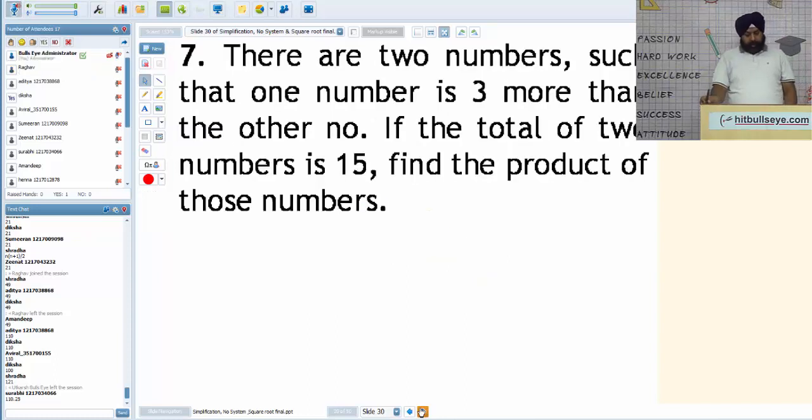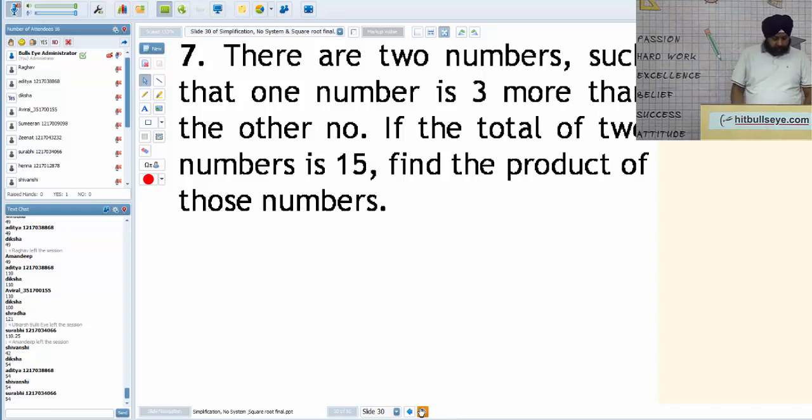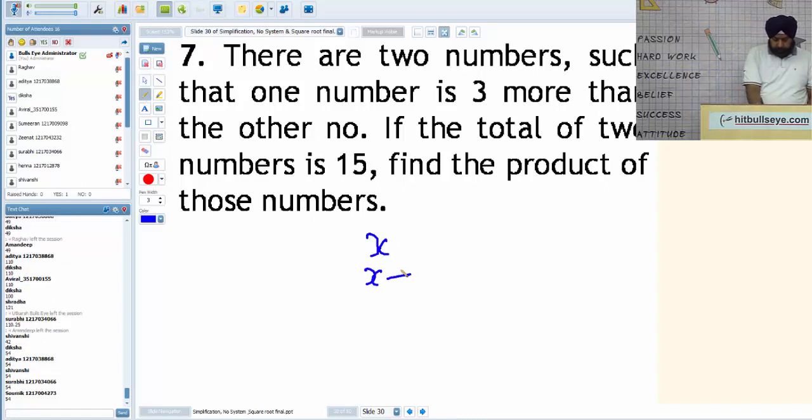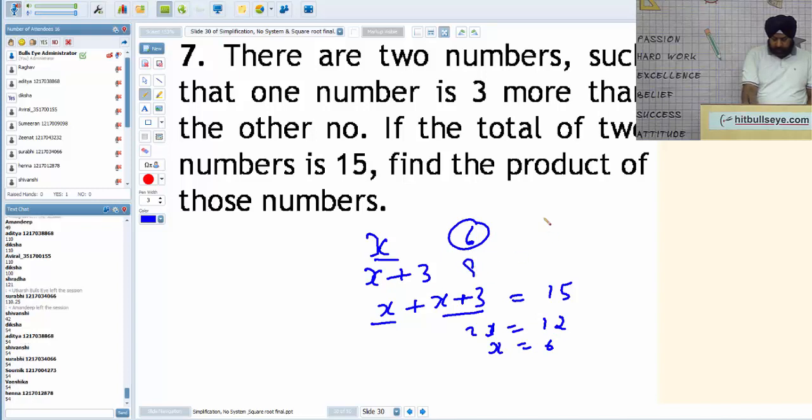There are two numbers such that one number is 3 more than the other. If the total of the two numbers is 15, find the product of those two numbers. Quick. Diksha, Aditya, 54. Shivanshi, 54. Exactly. You are now correct. Take one number as x, the other becomes x plus 3. So 2x plus 3 gives us 15, so 2x is 12, x is 6. So one number is 6, the other is 6 plus 3, 9. So 6 into 9, 54 is the answer.